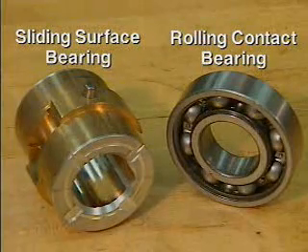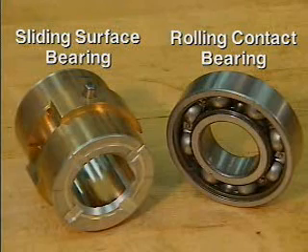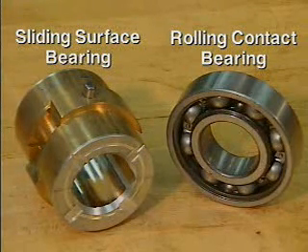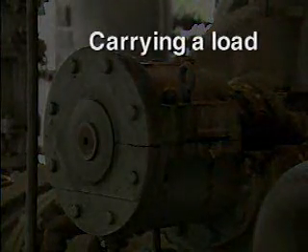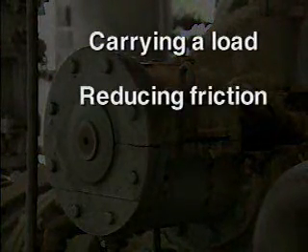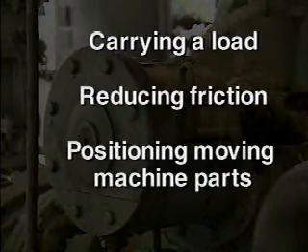The two general categories of bearings are rolling contact bearings and sliding surface bearings. This unit focuses on rolling contact bearings. Bearings perform three basic functions: carrying a load, reducing friction, and positioning moving machine parts.